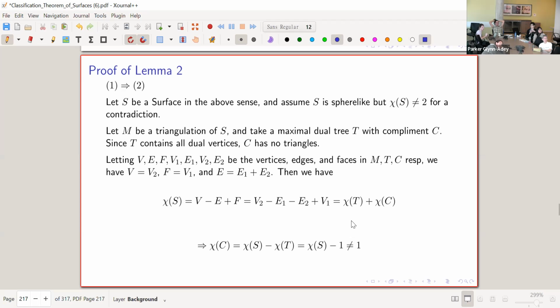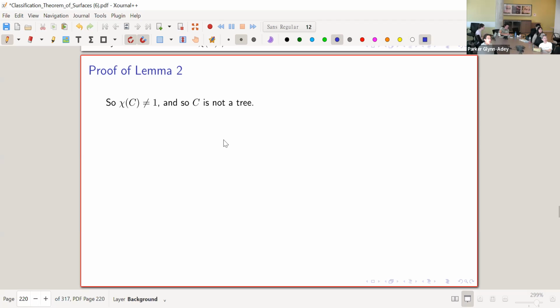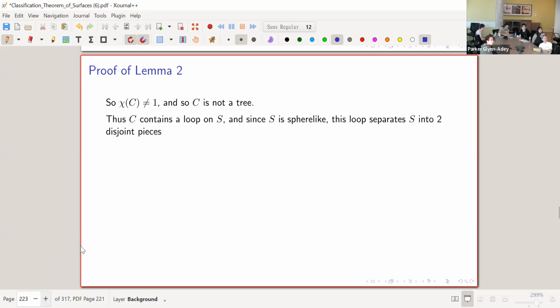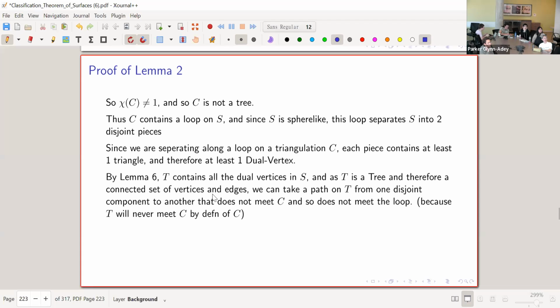So rearranging the terms, we get that chi of C, the Euler characteristic of the complement, is simply the Euler characteristic of S minus the Euler characteristic of T. And T is a tree, so its Euler characteristic must be 1, right? And remember, we said chi of S is not equal to 2. We are assuming that for a contradiction. So the Euler characteristic of our complement can't be 1. So C is not a tree. So somewhere on C, there must be a loop, right?